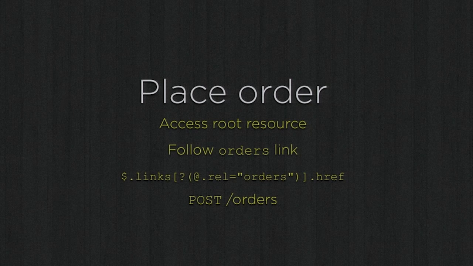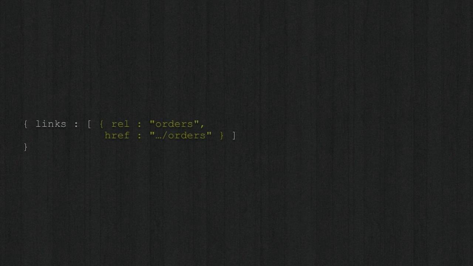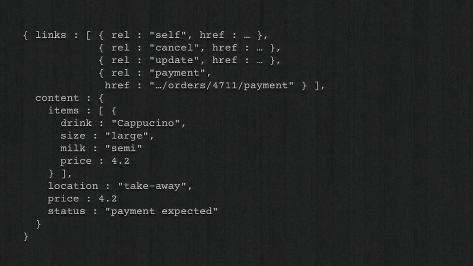So the client would then assume we want to order like a coffee or something. We access the root resource, we find the orders link using that JSON path expression, and then we, as a client, know we can post to it, we know the representation, and then we just go ahead and do so. We find that link, that green link here, and then post our representation to it, and this is what we get back in return. And here, this is actually the interesting part.